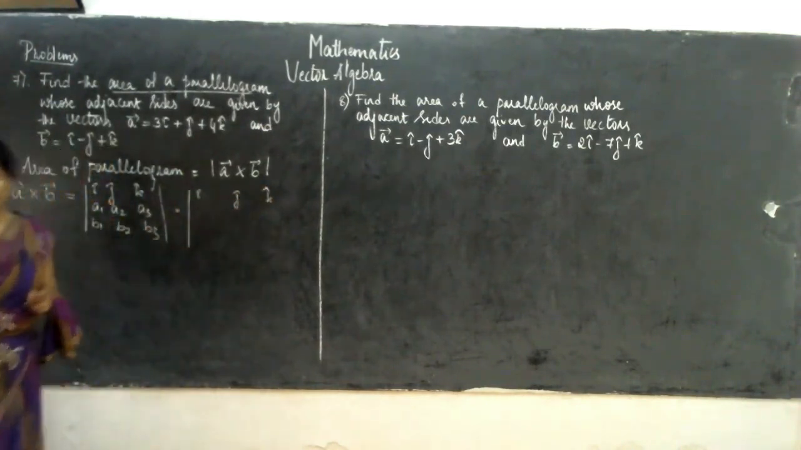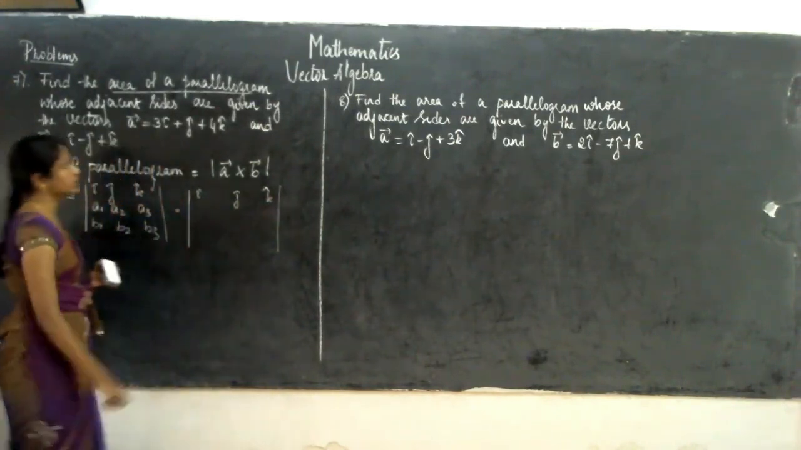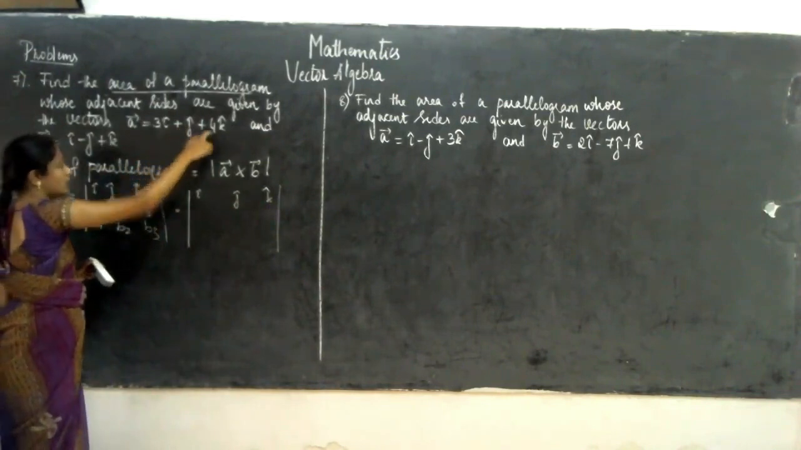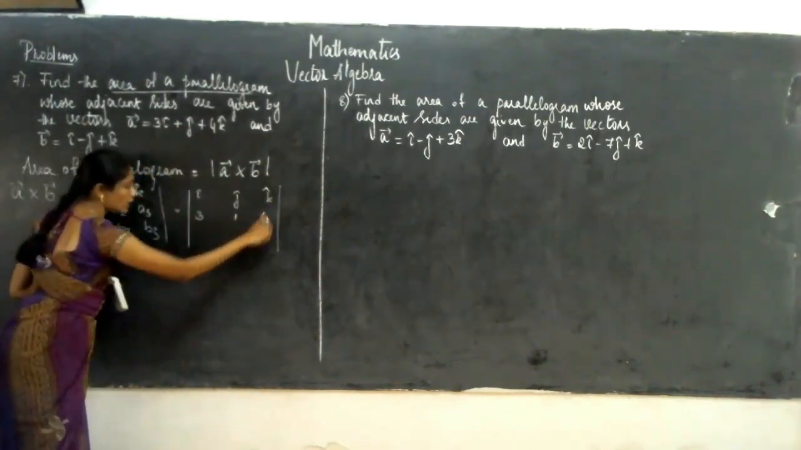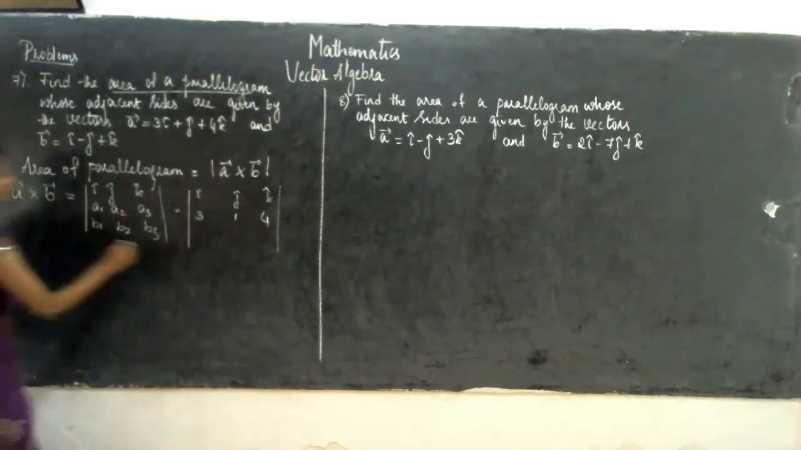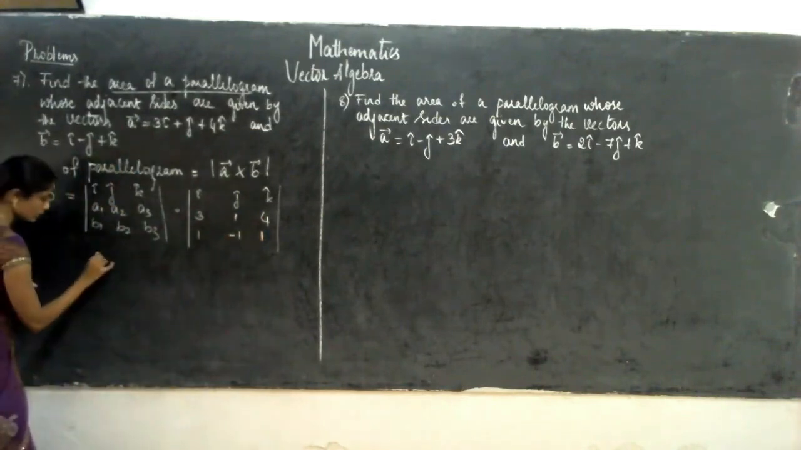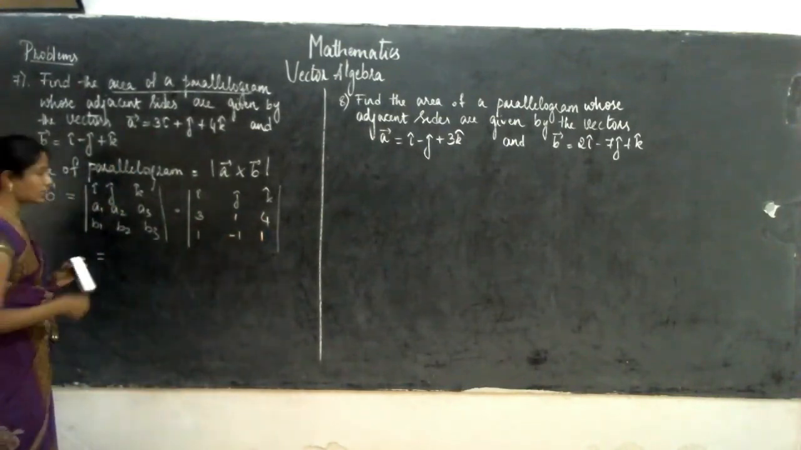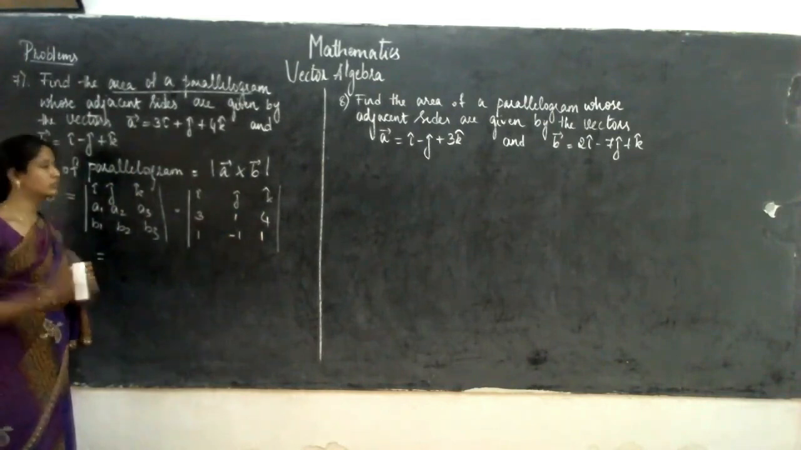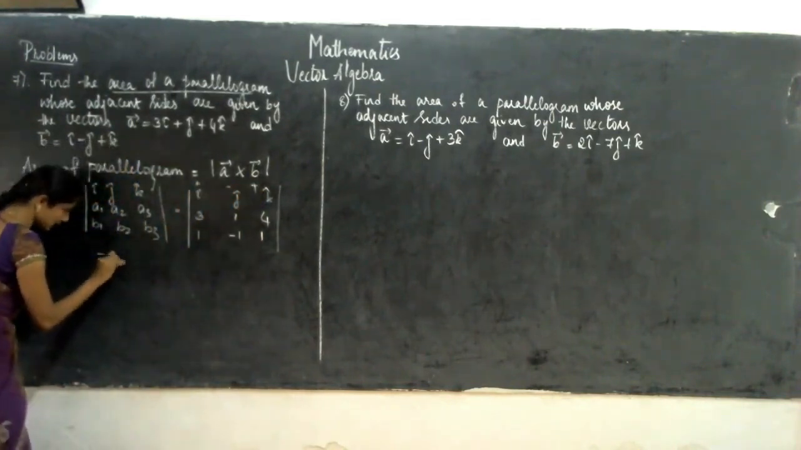Now, can you all tell me what is the scalar component of the first vector, that is vector A? It is 3, 1 and 4. Next, what is the scalar component of vector B? It is 1, minus 1 and 1. Therefore, this is equal to. Now, let us expand this along the first row. So, here it is plus, minus, plus. So, plus I cap into.